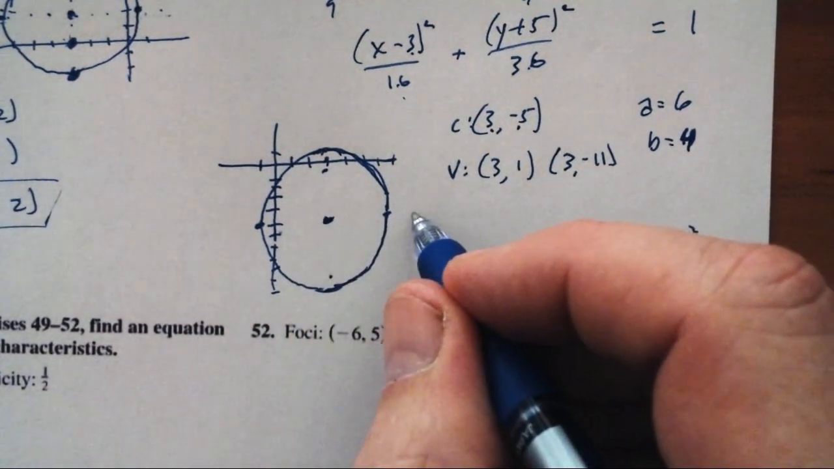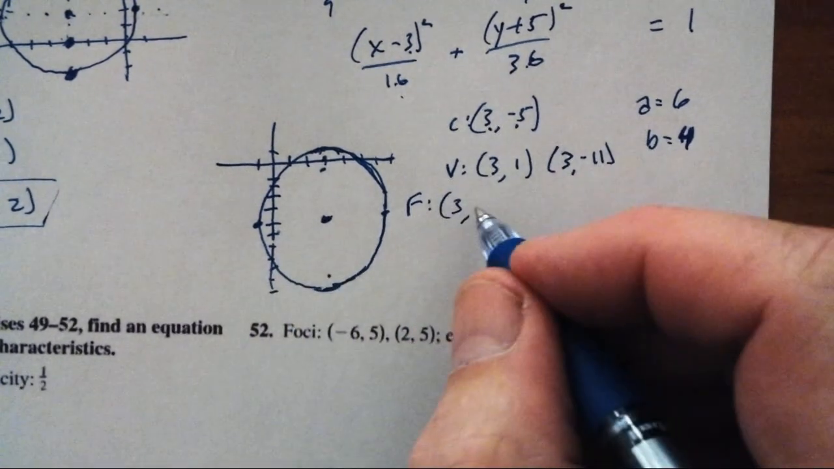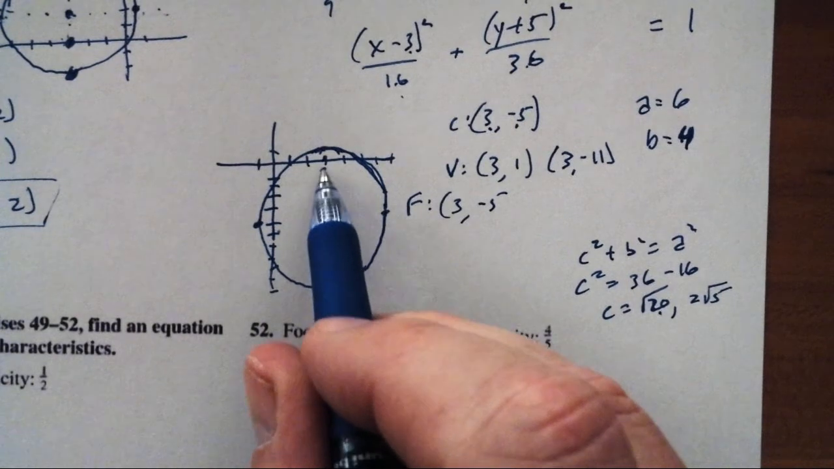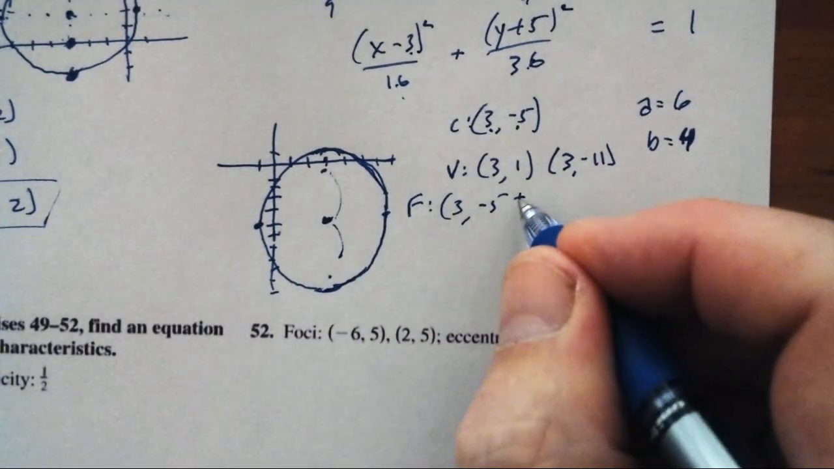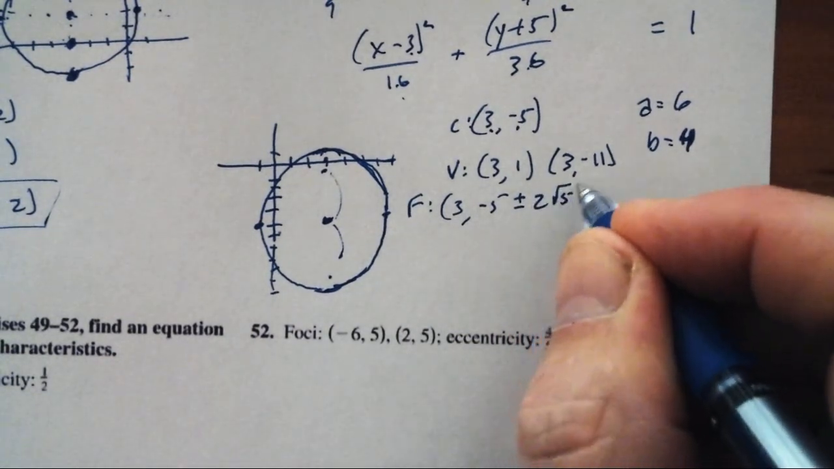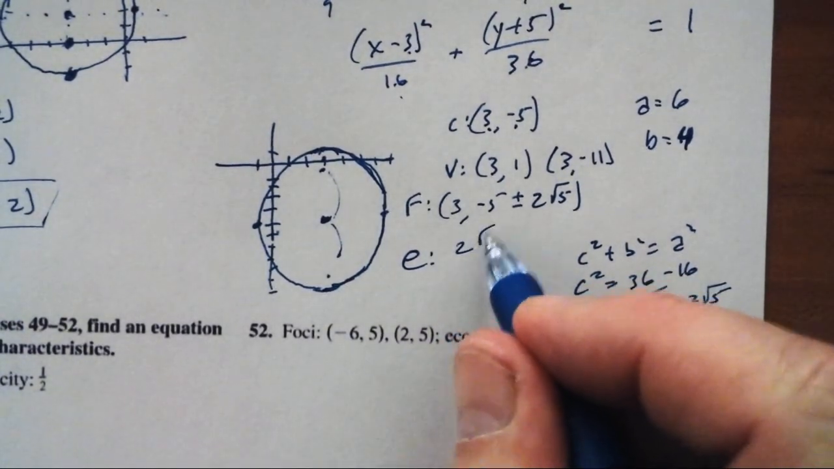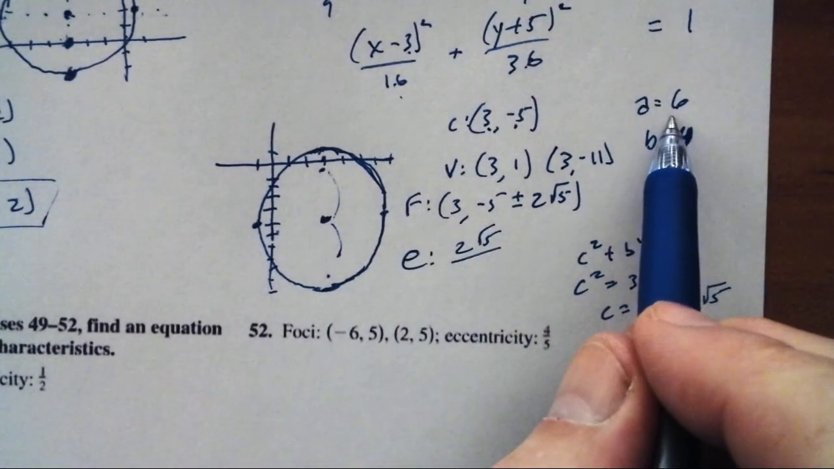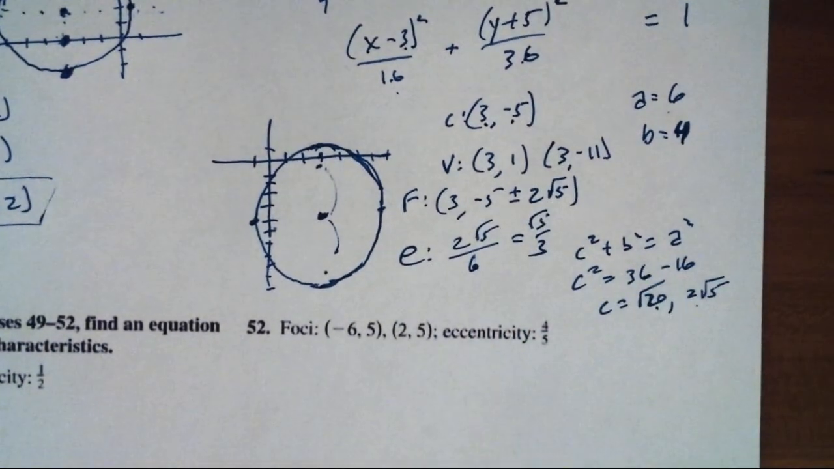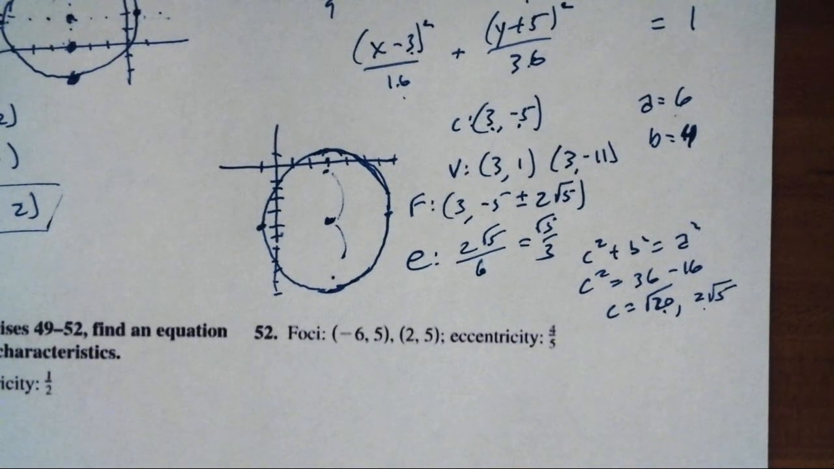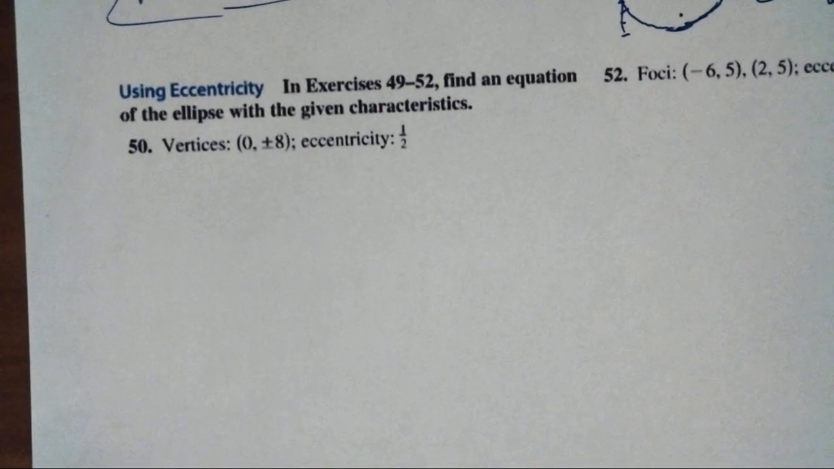So I need to go up between 4 and 5, down between 4 and 5. And how did I get there? My foci, I went to the right 3, I went down 5, and then I went up and down square root of 20, or 2 root 5. And finally, the eccentricity is C, 2 square root of 5, on A, 6, or square root of 5 on 3. There's just a whole lot of easy going on there. Okay, and 50. You'll get some practice on those.